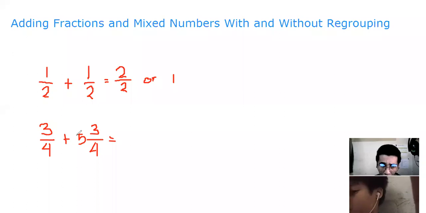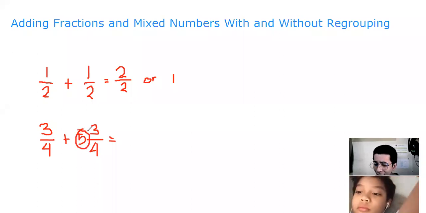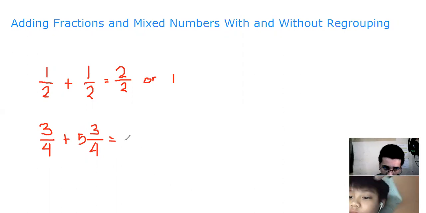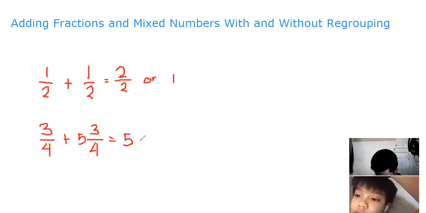Nagkaroon tayo ng mixed number na whole number. Okay, which is the 5. Hindi, kasama siya sa fraction, kaso whole number siya. Kasi hindi naman siya numerator, hindi naman siya denominator, pero whole number siya. Kapag may whole number tayong nakita, at addition, gagawin natin, copy na muna natin si whole number. We have here 5. Okay? Then, i-plus natin siya.